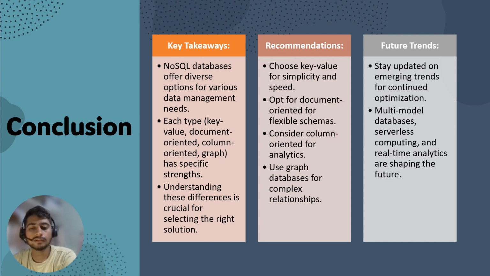For applications requiring simple data storage and fast access, key value databases like Redis or Amazon DynamoDB may be suitable. Document oriented databases like MongoDB or Couchbase are ideal for applications with flexible schemas and complex data structures. Then graph databases like Neo4j or Amazon Neptune are essential for applications involving complex relationships and graph-based algorithms.